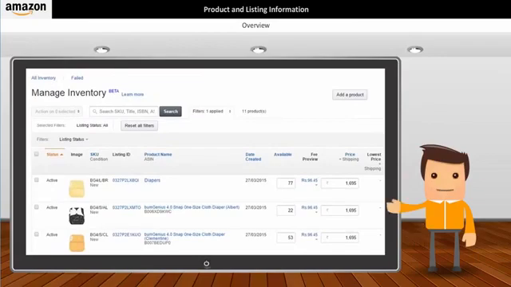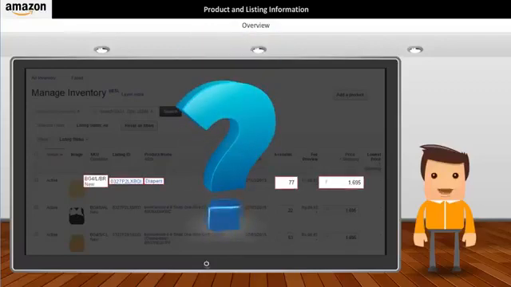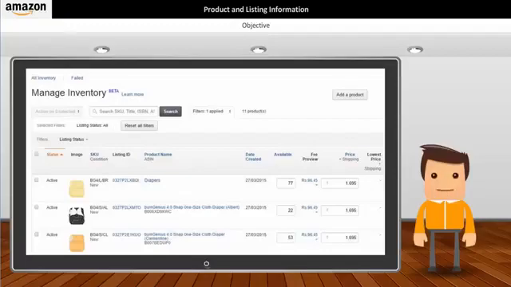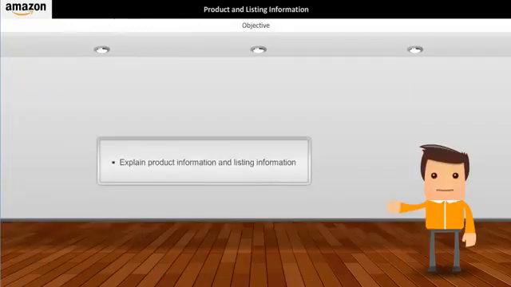You all have listed your products on Amazon, right? So while listing a product, you must have entered its information such as its title, listing ID, SKU number, price, and quantity. Do you know which piece of this information makes your product different from others? That is, the listing information of your product. Wondering what that information is? Don't worry. Let's find out the different product-related information categories on Amazon.